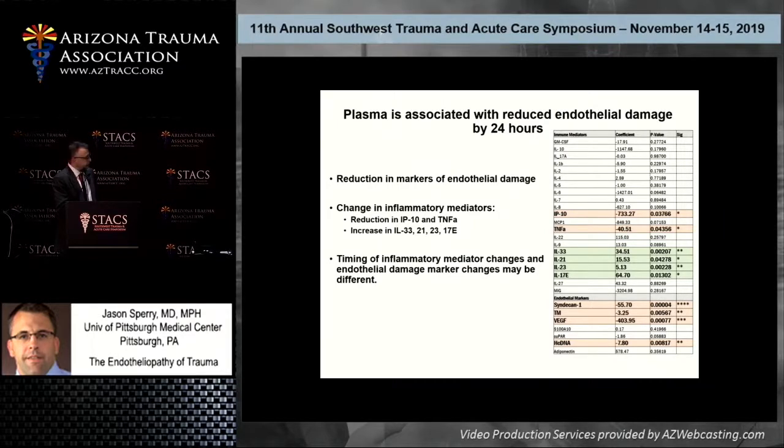statistical differences in both inflammatory cytokines and in endothelial cell markers, and they all follow that in the plasma arm, the endothelial cell markers are lower, and in the standard of care arm, the endothelial cell markers are higher. And the same thing with the inflammatory cytokines, they're lower in the plasma arm, and they're higher in the standard of care arm. And the anti-inflammatory cytokines, which are the protective cytokines, they're higher in the plasma arm, and they're lower in the standard of care.